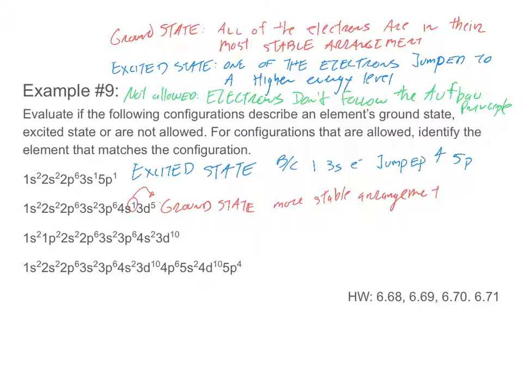The next one is 1s2, 1p2, 2s2, and so on. This 1p2 is actually impossible. We cannot have a p sublevel in the first energy level, so this makes it not allowed.